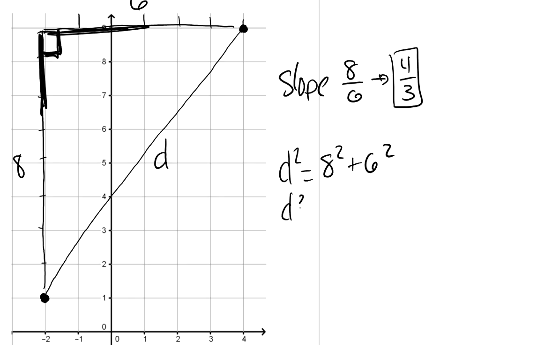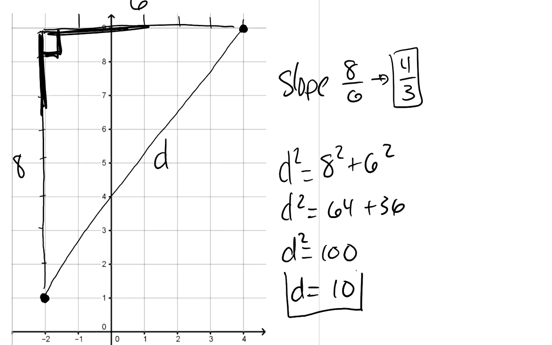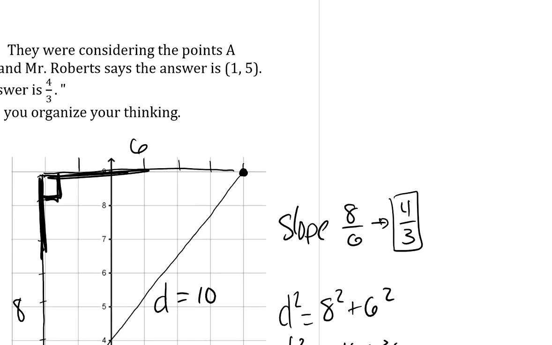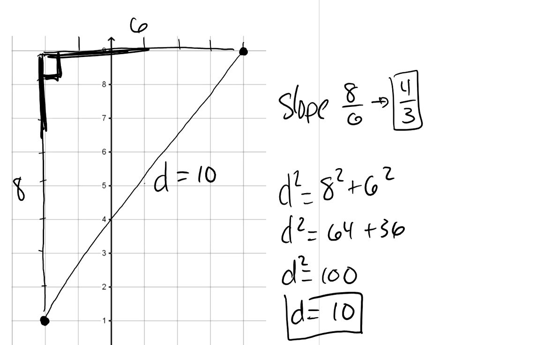On the right hand side, I've got 64 plus 36, which is 100. So if d squared is 100, d is either plus or minus 10. In this case, it's 10 because it's the distance between those points. It's not negative 10. So d is positive 10. And then the other thing we have here is, Mr. Roberts said the answer was (1, 5), so over 1 up 5.